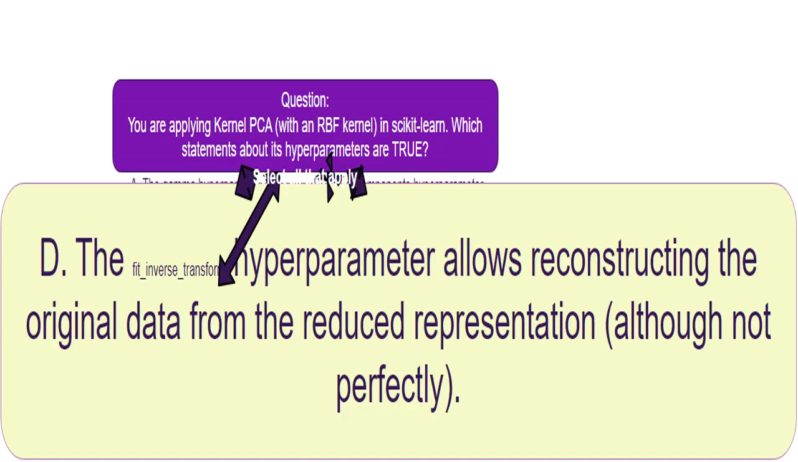The parameter FITINVERSETRANSFORM enables the reconstruction of the initial data from its lower dimensional form. However, it's important to note that some information is lost in the reduction process. Therefore, the reconstruction will not be perfect. This might be useful for interpretation or further analysis of the model's behavior after dimensionality reduction. If FITINVERSETRANSFORM is set to true, then the model will try to reconstruct the original data to help us to understand what happened to the data during the dimensionality reduction.